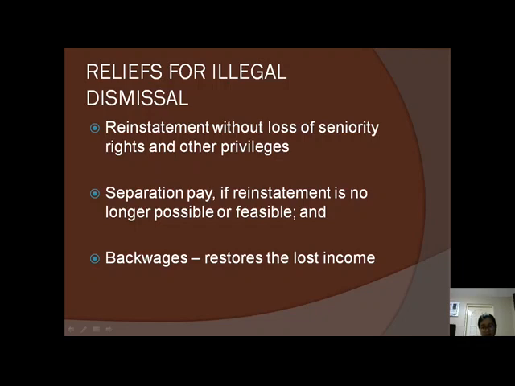And of course, back wages, it restores the lost income. So back wages are those incomes that you are supposed to receive because of that illegal dismissal. So for example, it's been 2 years since you were dismissed, and then the decision came after 2 years. So for the 2 years that you were illegally dismissed, and the decision is really illegal dismissal, then you will be paid full back wages, depending on the decision of the NLRC.